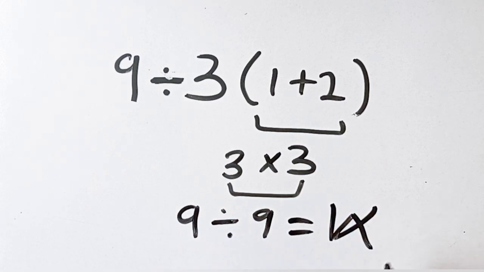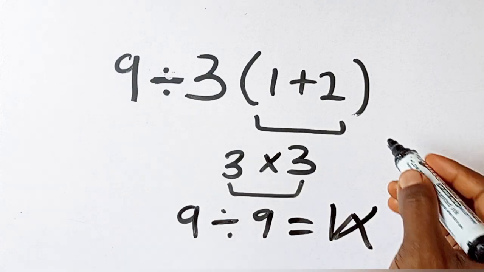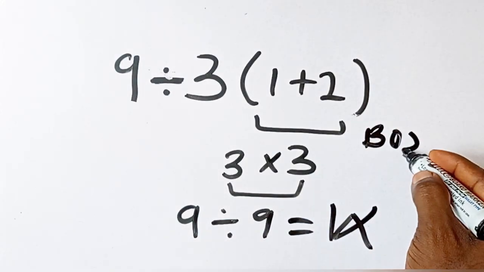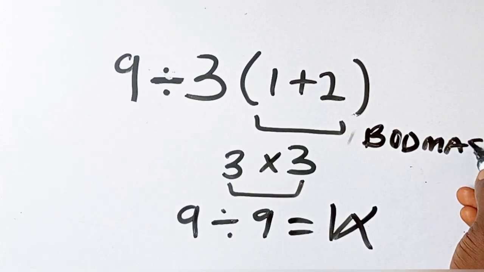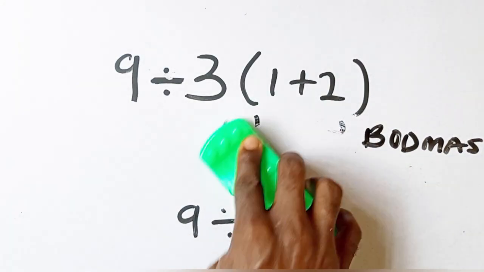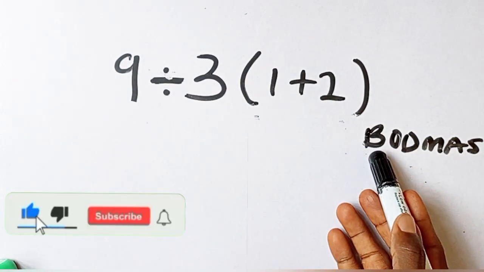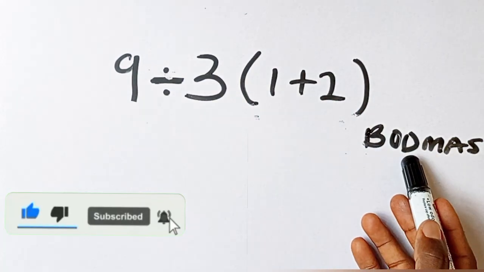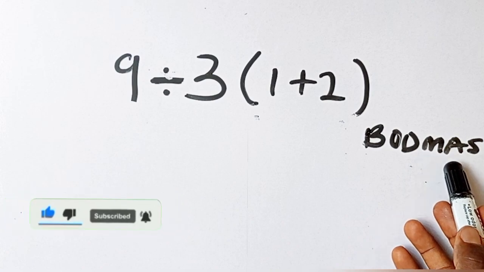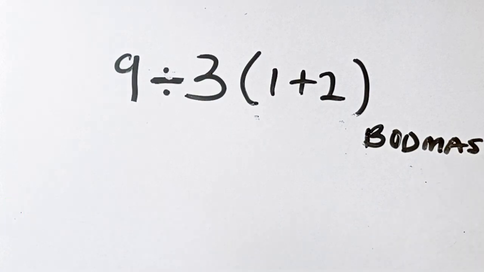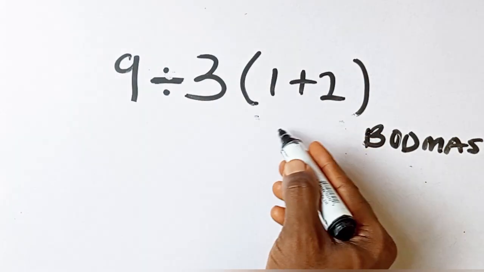But this answer is wrong because according to the order of operation, BODMAS, we have to first of all solve the bracket. So this B stands for bracket, then division, multiplication, addition, and subtraction. So we have to solve this bracket first.